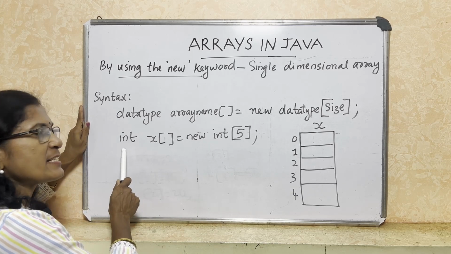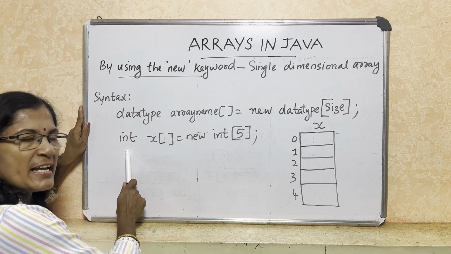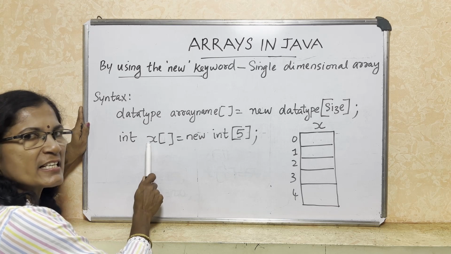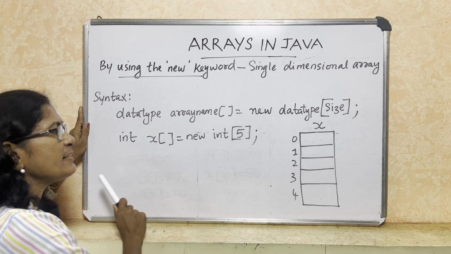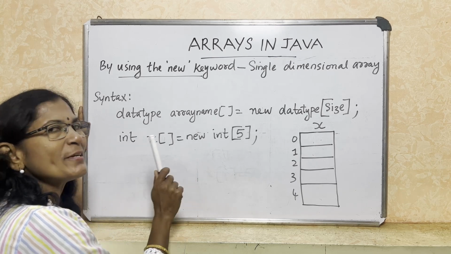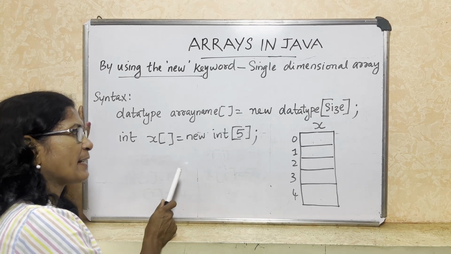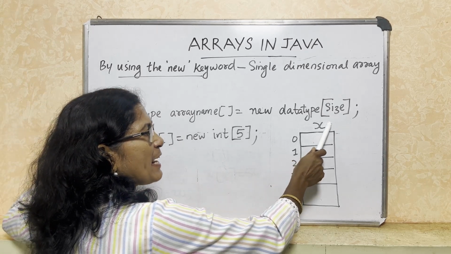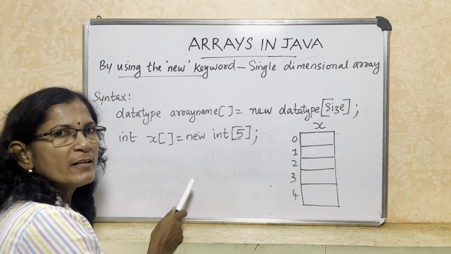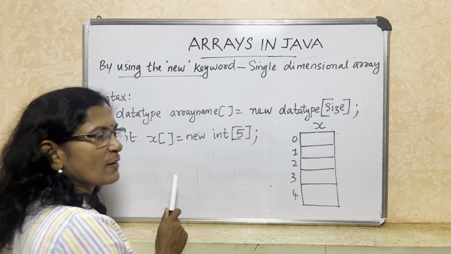So use the syntax int, the data type is int, array name is x, it's a single dimensional array, as a single square bracket is given here. The new keyword is used. The new keyword allocates the memory for the array. new int of 5. So an integer array with the name x is created with 5 integer storage locations.